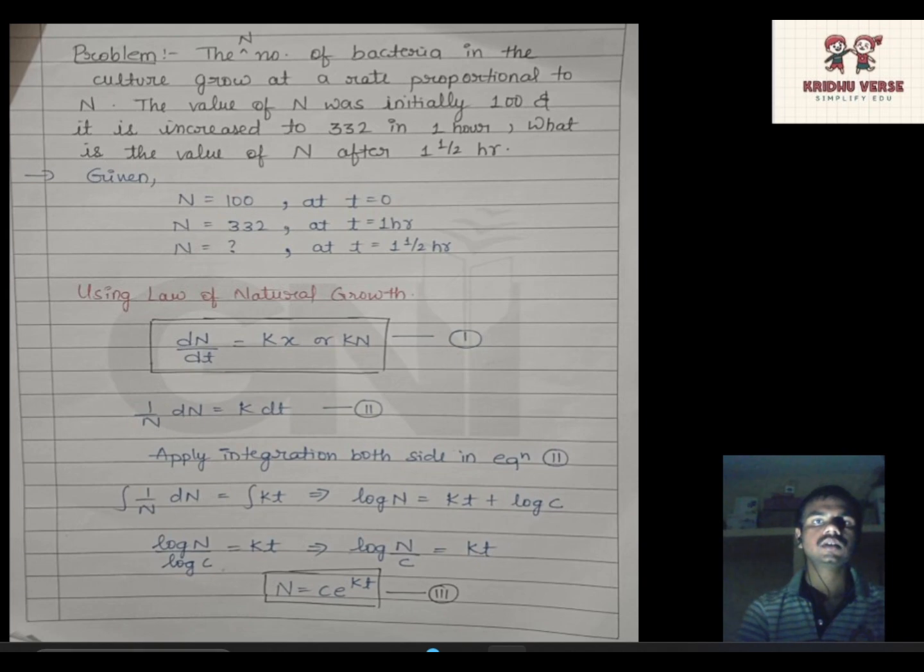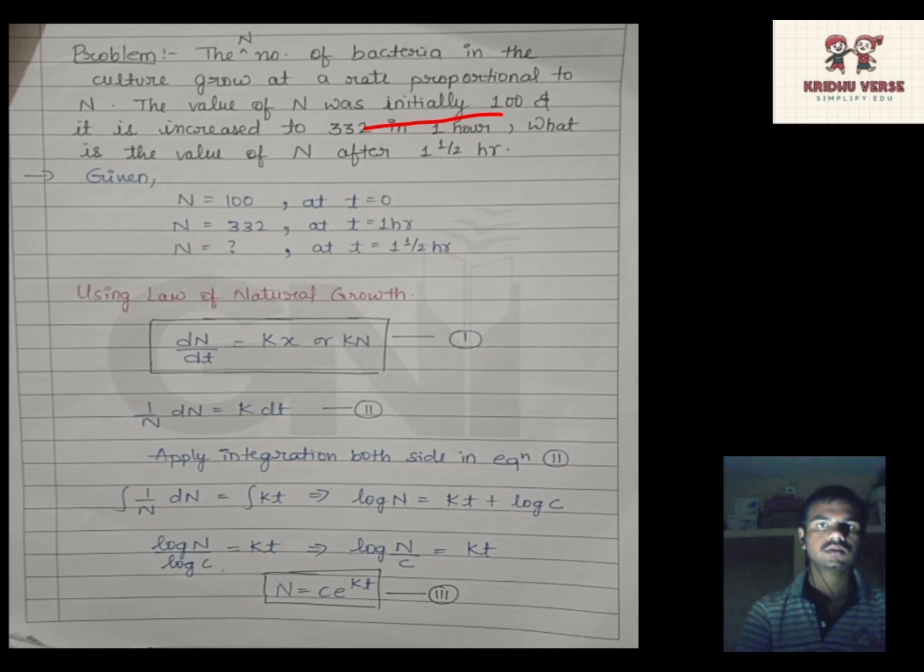So here the main thing that we have to notice is that initially the n value is 100. Then after 1 hour it is 332. Then we have to find it after 1.5 hours. So we write n = 100 at t = 0, n = 332 at t = 1 hour, and we have to find n at t = 1.5 hours. All these things we have written.